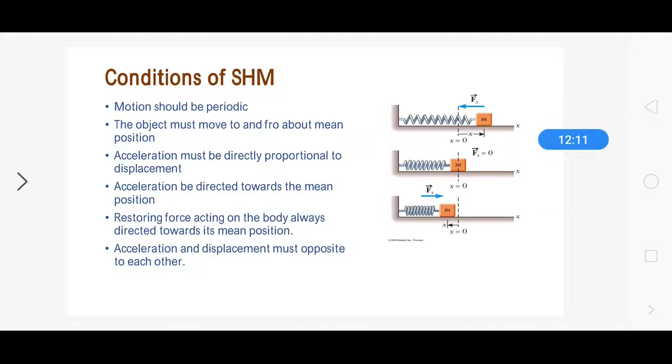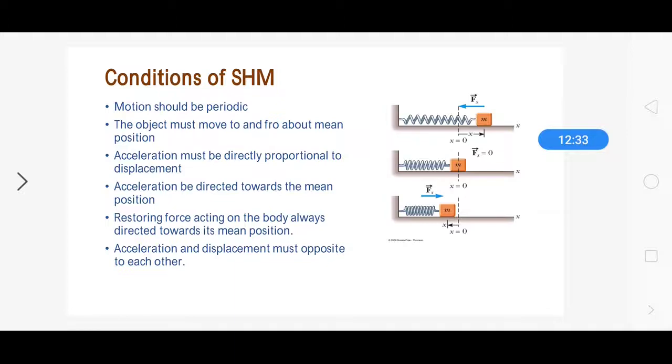What happens when the spring is elongated in the x direction? In the x direction, there is a compression and elongation of the spring, you can see. So the motion should be periodic. This motion repeats continuously. So the first condition is followed by the spring.